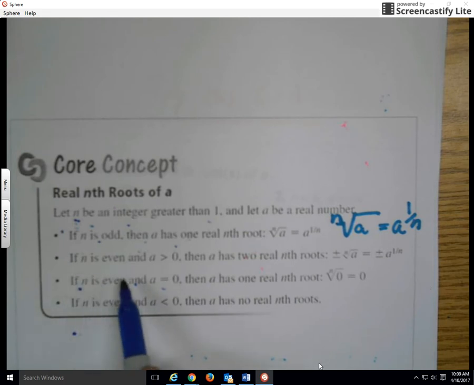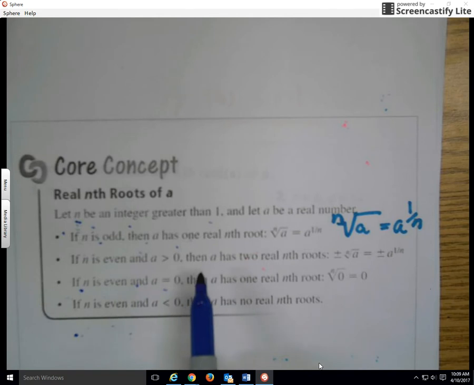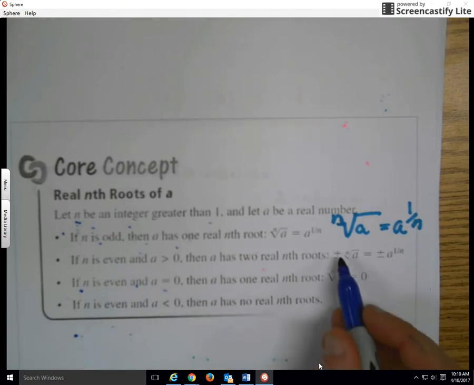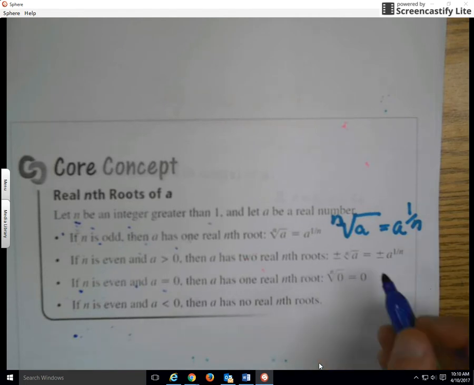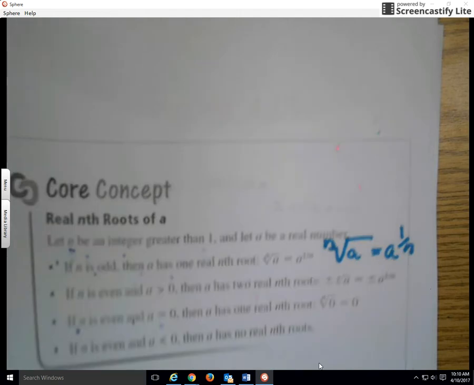If the n is even and a is greater than 0, then a has two real nth roots, a positive and a negative. A plus or minus is what we call this sign. Okay, and again, we could write it as the roots, or we could write it as a fraction. So let's look at that real quick.